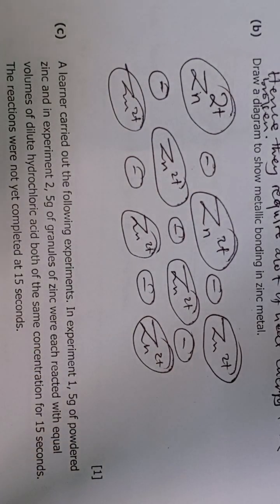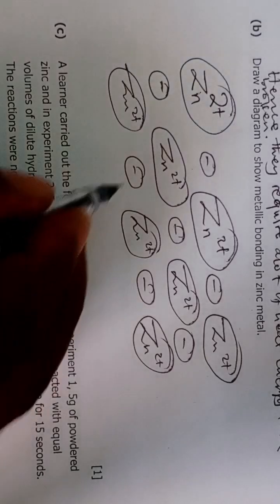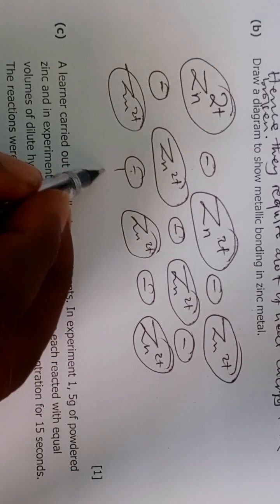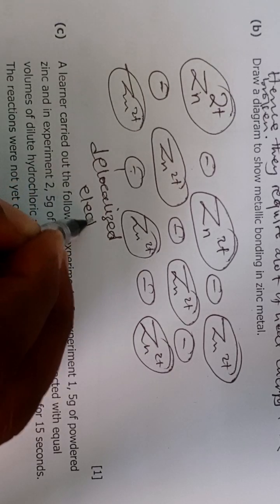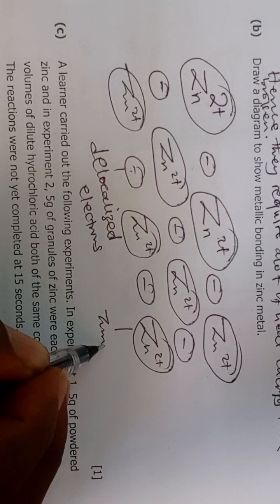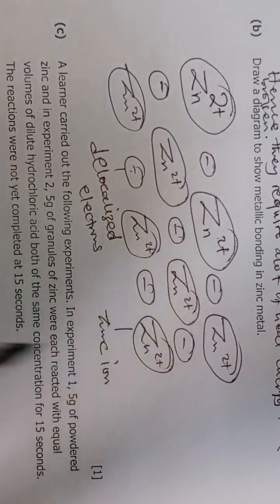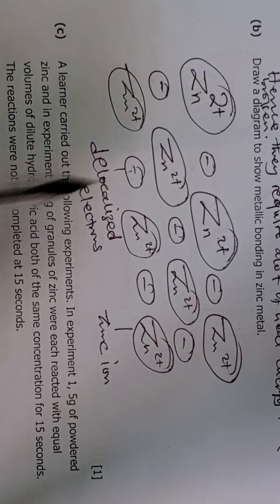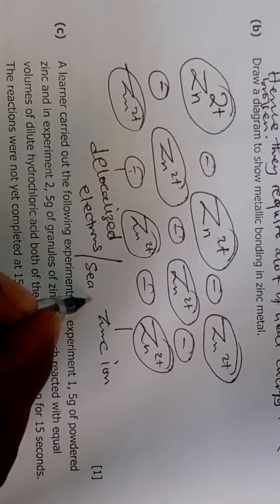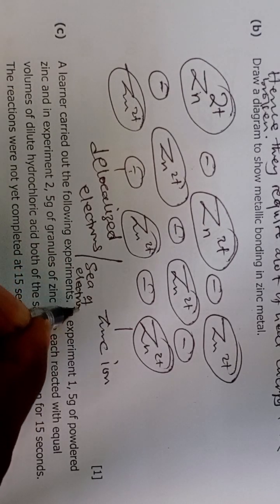So now you have, what does this mean? You need to label. This is delocalized electrons. Then what is this? This is zinc ion. If you want, you can say sea of electrons.